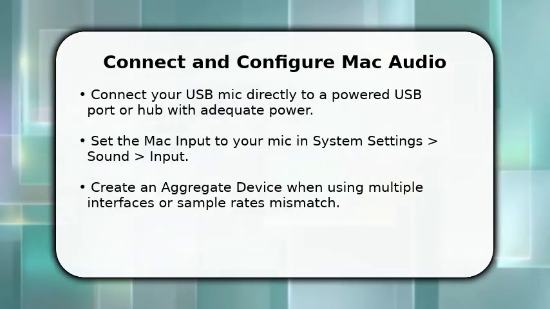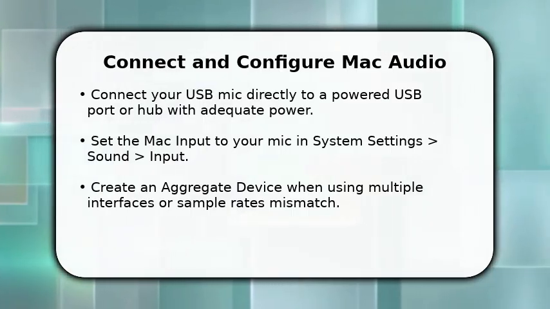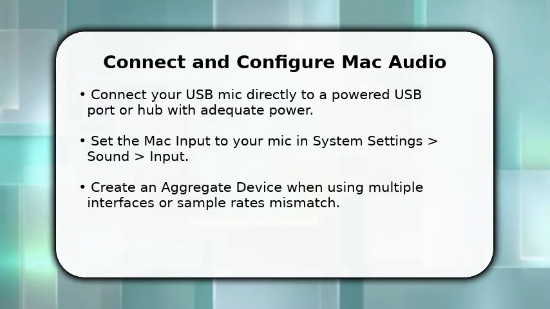Start by connecting your USB mic directly into a powered USB port. Use a powered hub if the mic needs more current. Open System Settings and choose Sound, then Input. Confirm the mic appears and shows signal meters when you speak.